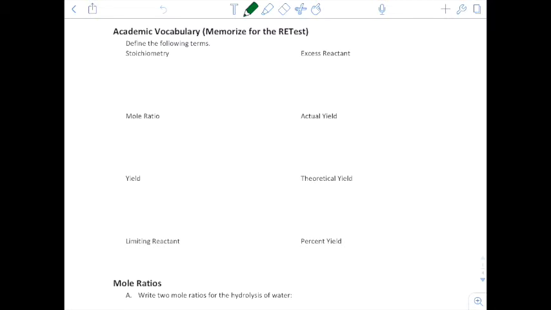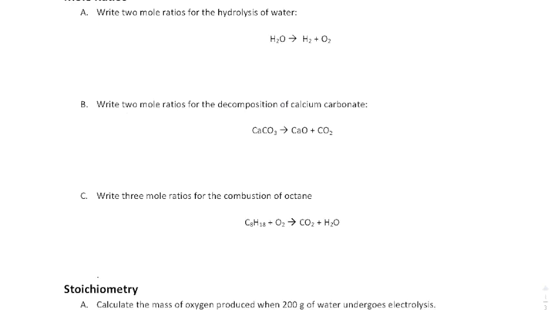It's always calculated, so our theoretical yield is calculated, meaning we'll do stoichiometry to get it. And then lastly, percent yield. Percent yield is the ratio of actual yield to the theoretical yield. With our mole ratio, it says write two mole ratios for the hydrolysis of water.